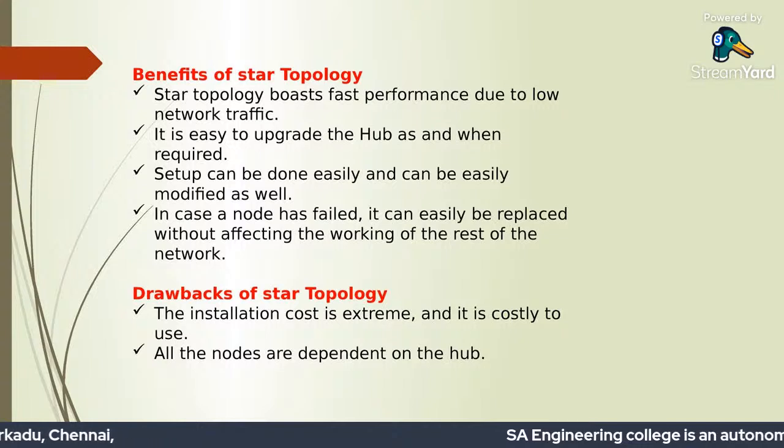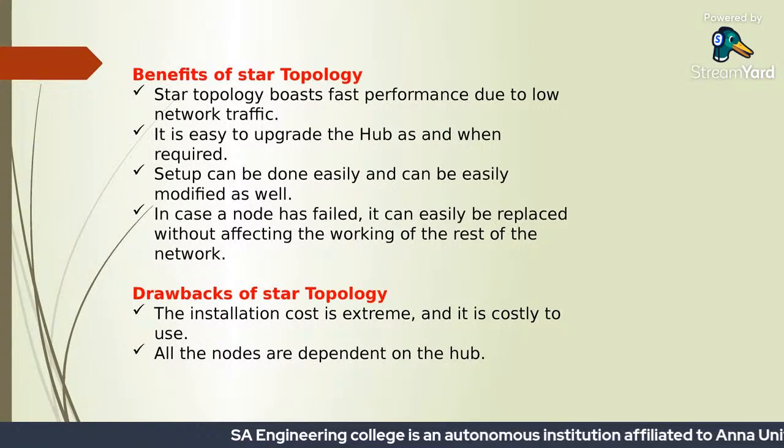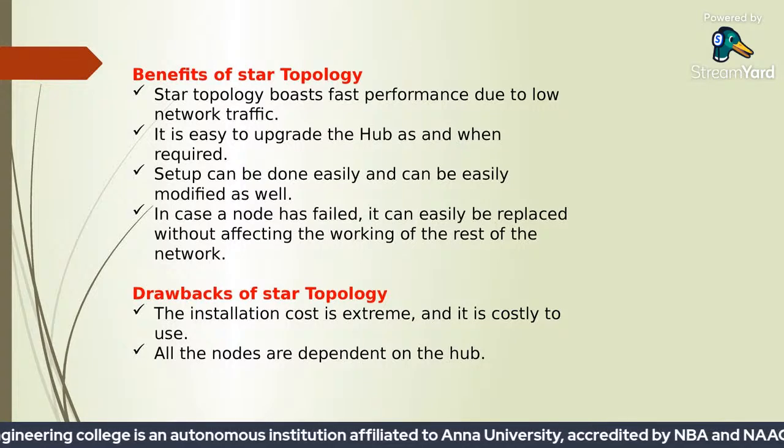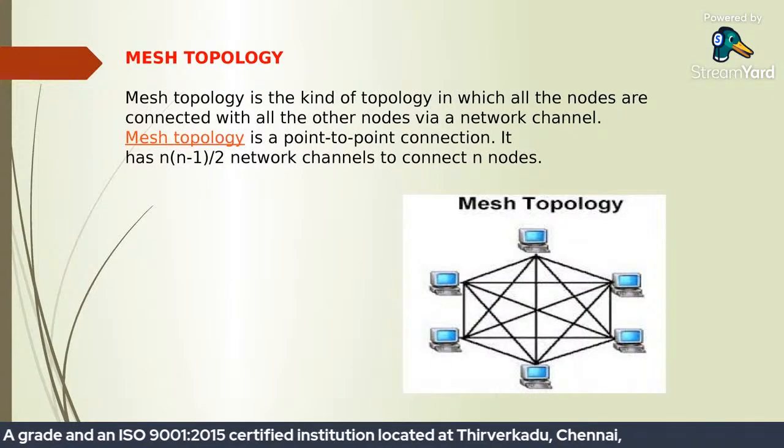Drawbacks of star topology: the installation cost is extreme, as it is costlier to use. All nodes are dependent on the hub. In star topology, all the nodes are connected with the help of a hub. If the hub fails, all the nodes will fail. That is the major disadvantage in star topology.